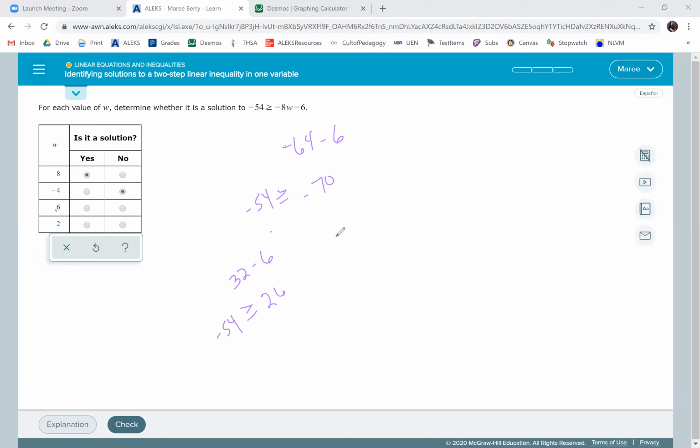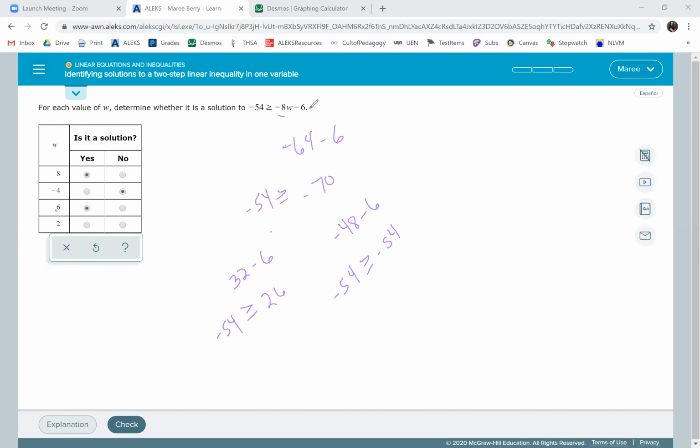Then we're going to try 6 for w. -8 times 6 is negative. Let's see, 8 times 6 is 48. Yeah, 48. Minus 6 is an even smaller number. So let's see, -54. Because we have the or equal to sign, we can put yes, that's true, because it is equal to -54. And one more, we'll try 2.